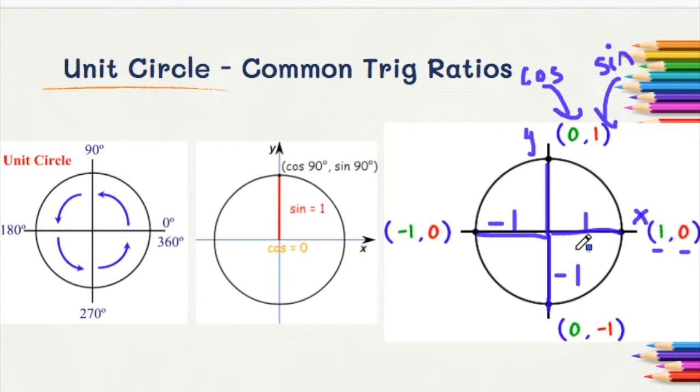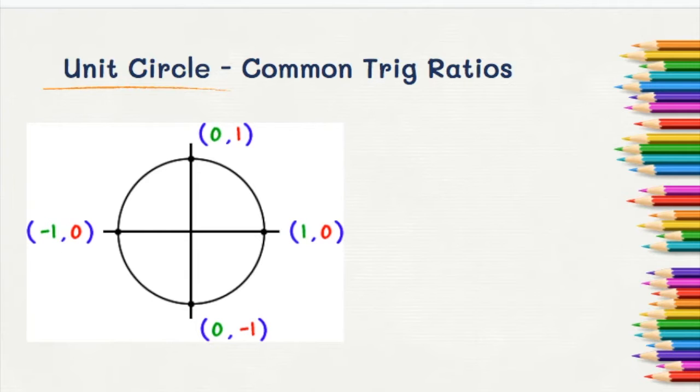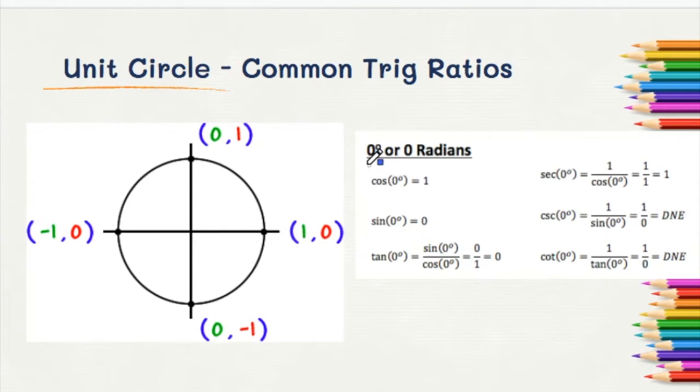Now that we know sine and cosine, let's take a look at some of the other ratios and how we can find them. So here's a unit circle. At 0 degrees, once again, cosine is 1, sine is 0. Tangent, remember, is sine divided by cosine, so sine is 0 divided by 1 is 0.